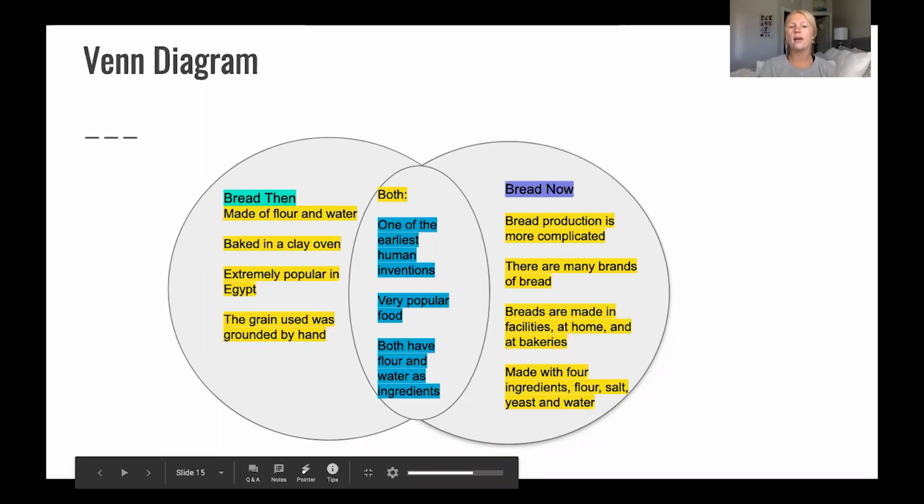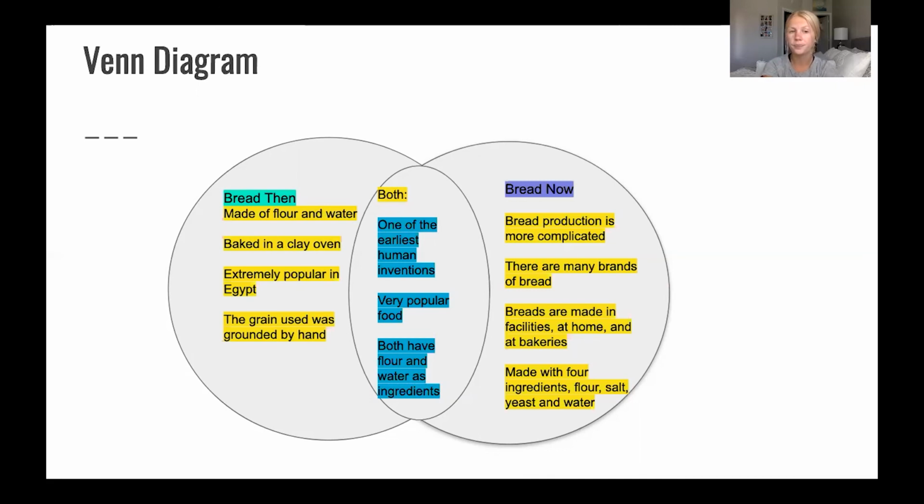You might not have the same information written down as me, but we should have pretty similar information. If you don't have the same information as me or have very differing information, go ahead and write in some of the information I have written down just to use as a reference and just to see the correct answers that we would have for our Venn diagram.